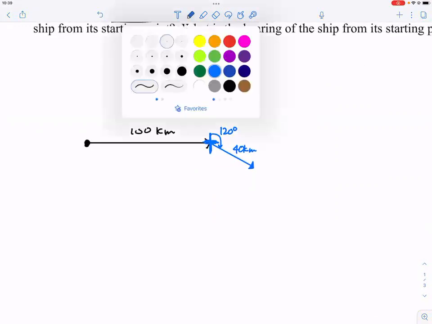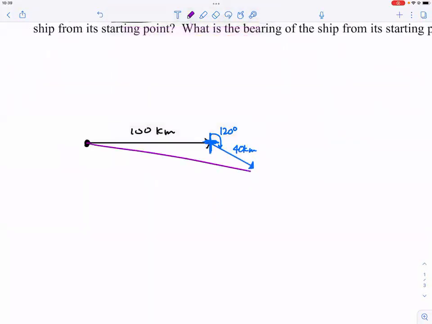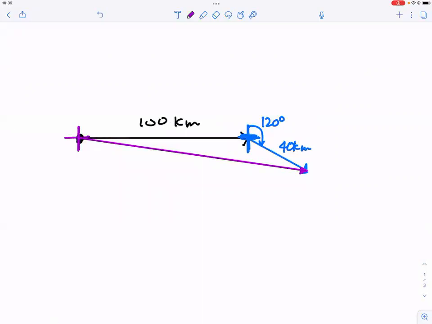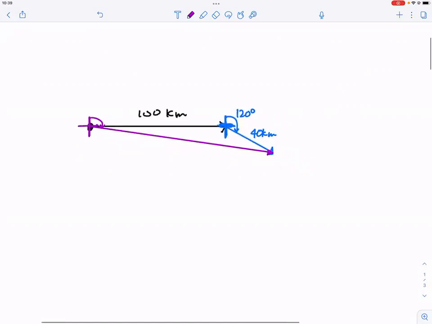Okay. So we want to find out how long this is. Okay, how far it is from here, from the starting point. And we also like to find out, what is this bearing? What's the direction? What is the direction of this new position from the starting point?